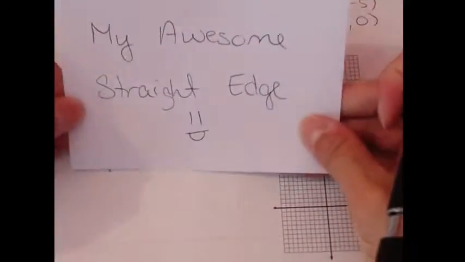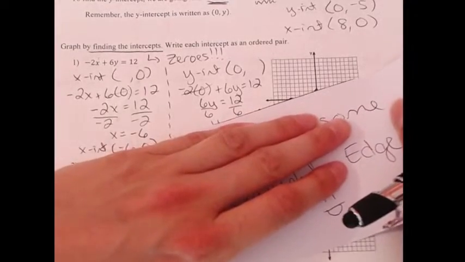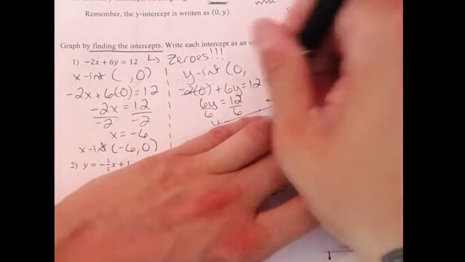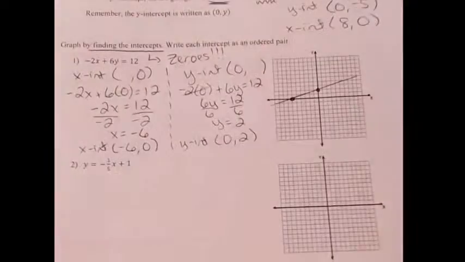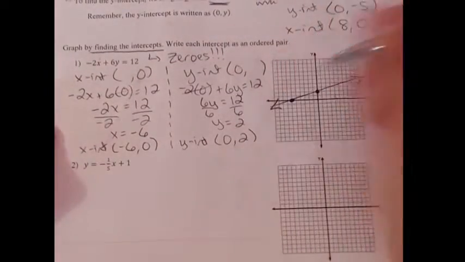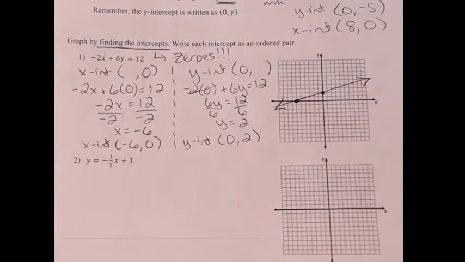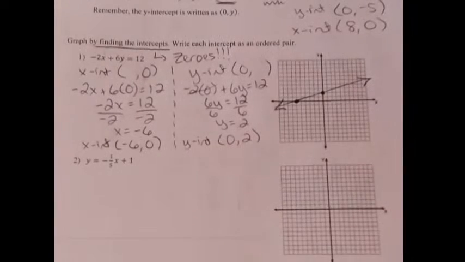We're going to take our straight edge and connect the two dots, connect the 2 points. Draw arrows on either end, and voila, we have graphed our line by finding the intercepts. That's all there is to it. Plug in 0 for one variable, solve, there's your intercept. Plug in 0 for the other variable, solve, there's your other one.